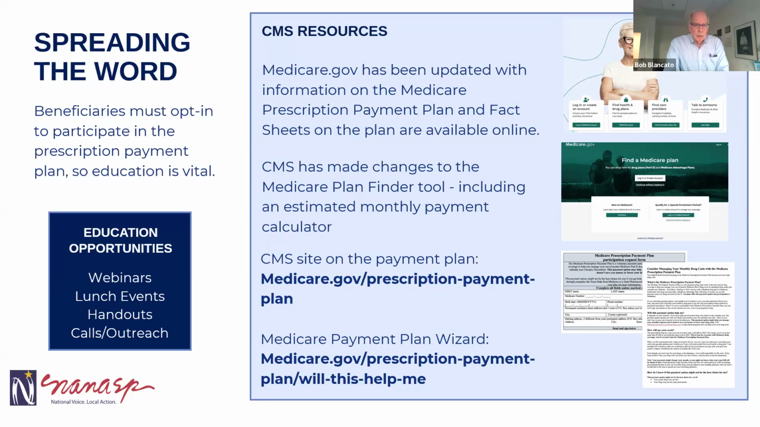Medicare.gov has been updated with information on the Medicare prescription payment plan, and fact sheets on the plan are available online. CMS has made changes, some of which we encouraged them to do along with the Alliance, to the Medicare Plan Finder tool, including an estimated monthly payment calculator. The CMS site on the payment plan is what's listed in boldface below. And then, of course, the Medicare Payment Plan Wizard.